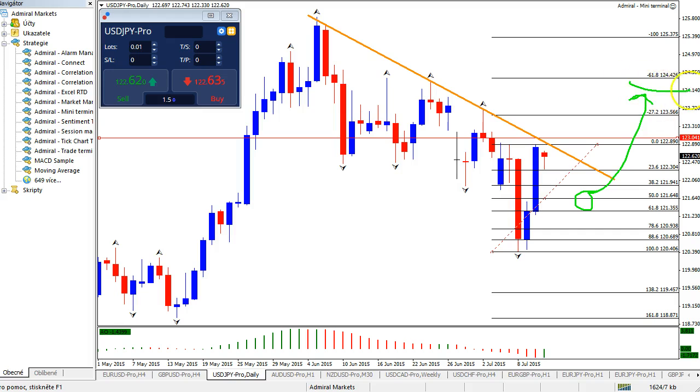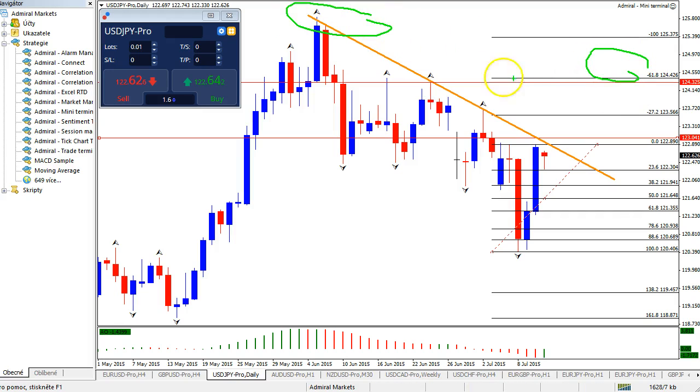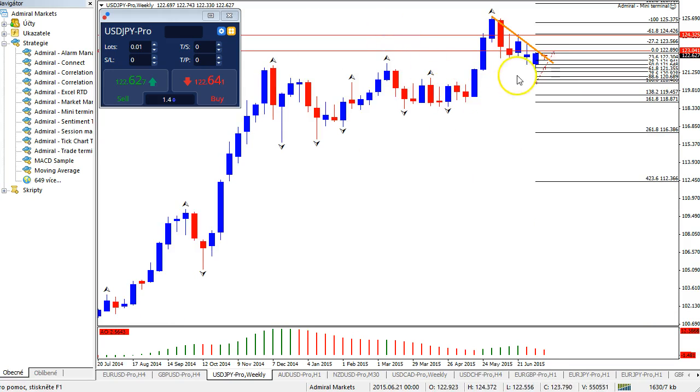Now, when it does get to the -618 target, I think that could be a heavy resistance level. There's, first of all, this spot right here, this resistance, and I think there could be weakness as it approaches this top. And looking at the weekly chart, I give it about 2 weeks.